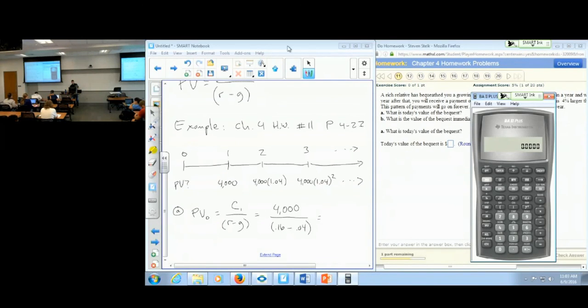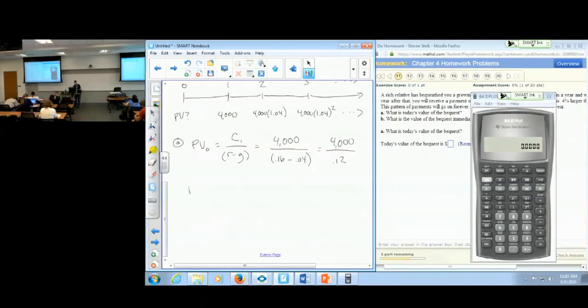I put parentheses around the denominator to make sure that we do this subtraction first before the division. Right, so when you actually plug this in, you can plug it in as it exists right there, or you can go ahead and do the subtraction. The 4,000 divided by 1. Right, so the present value as of time period 0.